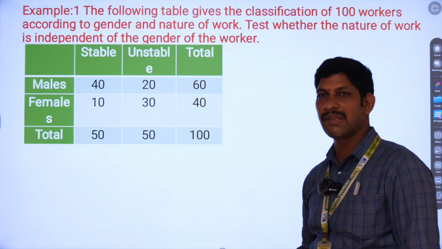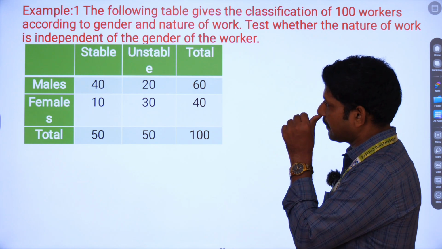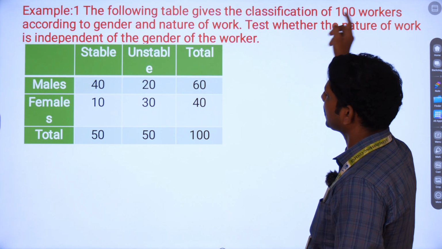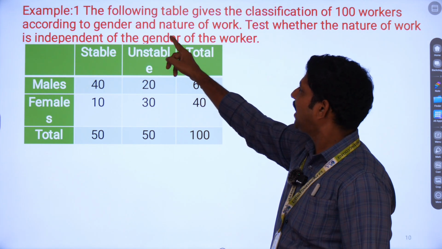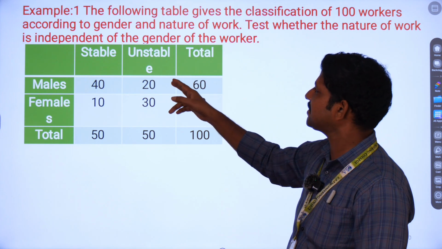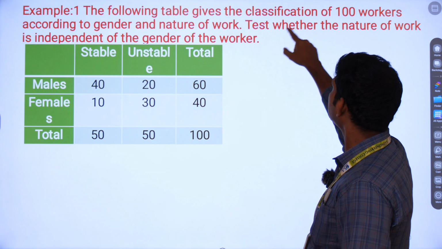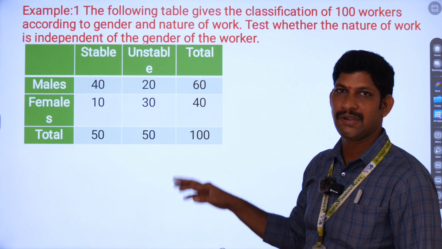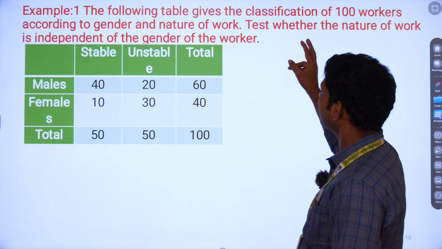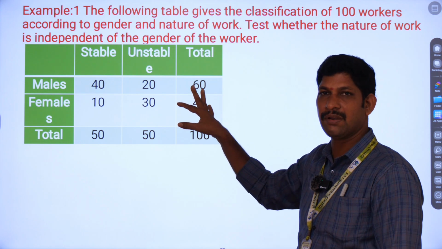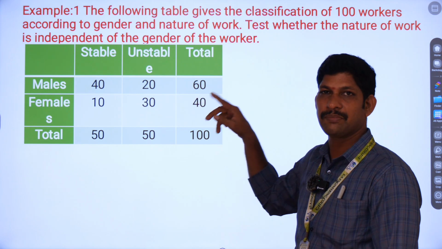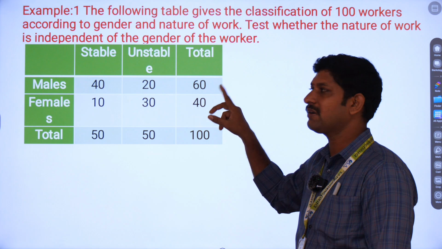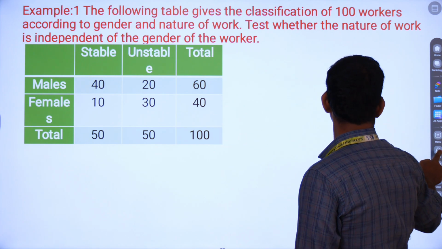Okay, now we go to example number 1. The following table gives the classification of workers according to gender and nature of the work. Test whether the nature of the work is independent of the gender of the worker. So we need to check whether the nature of the work and gender are independent or dependent. Before going to the problem, we need to identify whether the given problem is a chi-square independence test or not.